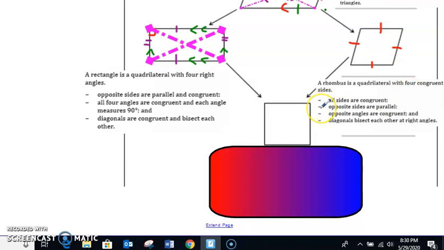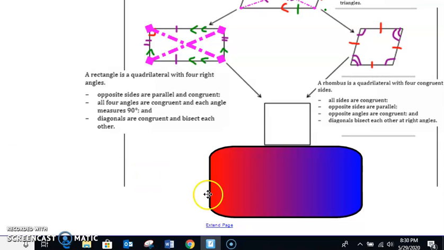Another important feature is that the opposite sides of a rhombus are parallel. So the left and the right side are parallel to each other, and the top and the bottom are parallel to each other. Their opposite angles are congruent. So I want to go ahead and draw what that would look like. So the opposite angles are congruent. That means this angle is the same as the angle across from it, the angle opposite. And this angle in the bottom left is the same, congruent as the angle across from it in the top right. So notice I marked the angles that were congruent to each other with the same number of angle markings.